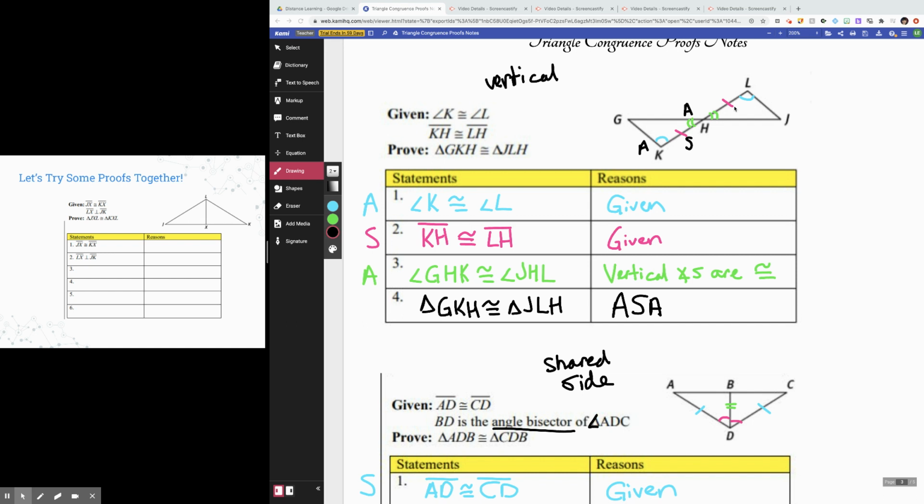So now I have 2 angles and a side stuck in between them, which I kind of have labeled for you on the side here. So those 2 triangles are congruent by ASA.